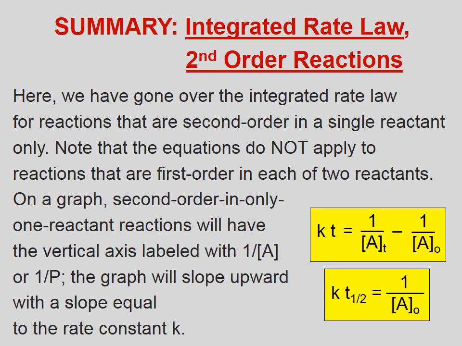Let's summarize. Here we have gone over the integrated rate law for reactions that are second order in a single reactant only. Note that the equations do not apply to reactions that are first order in each of 2 reactants. On a graph, second order in only one reactant reactions will have the vertical axis labeled with a 1 over concentration of a reactant or 1 over partial pressure of a reactant. The graph will slope upward with a slope equal to the rate constant, k.